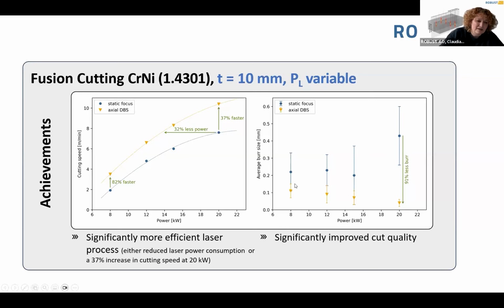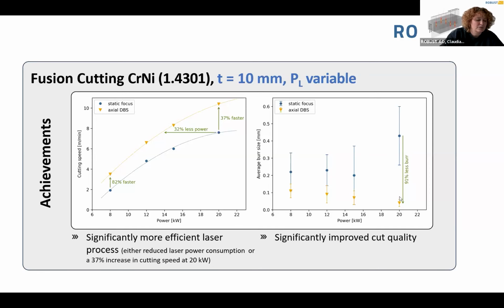And on the right-hand side, you see some details on the quality. So what we can see with the static focus is that the quality remains more or less constant with an average burr of like 200 micrometer. And with our technology, we can improve the burr at least by a factor of 2. And the most impressive results are with the maximum power of 20 kilowatt. So we achieved the highest speed and the best quality at 20 kilowatt.